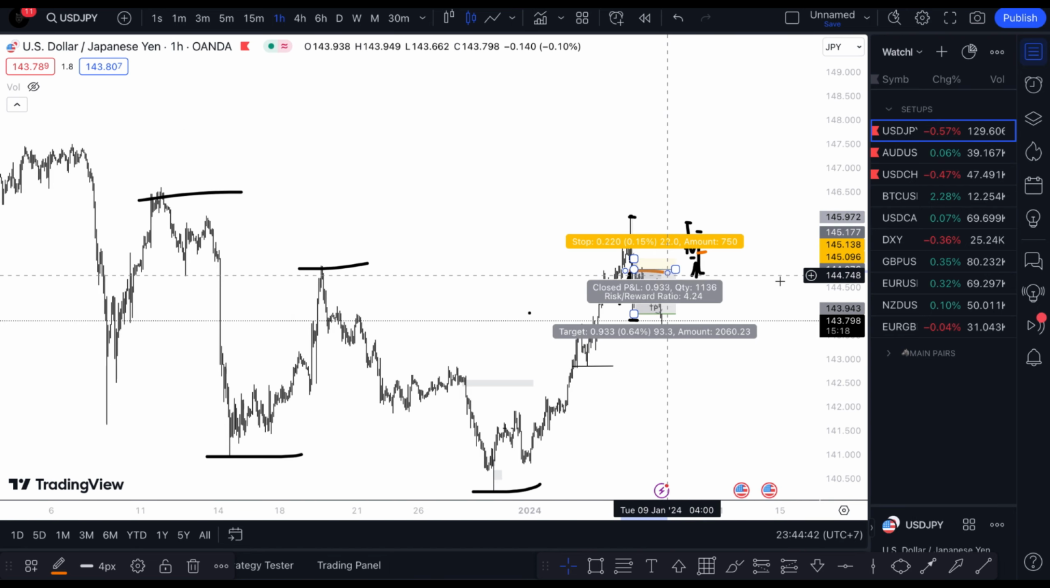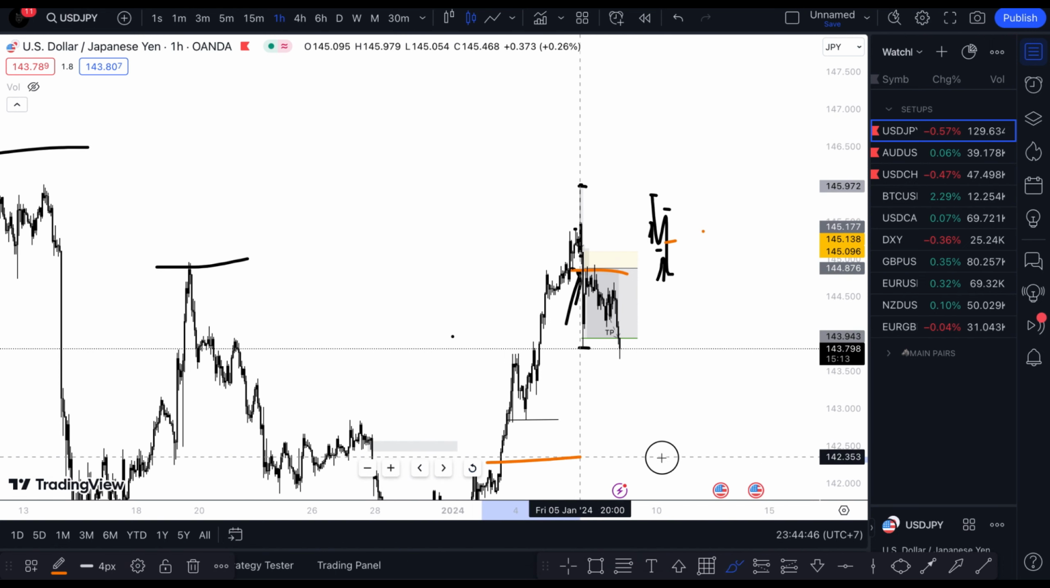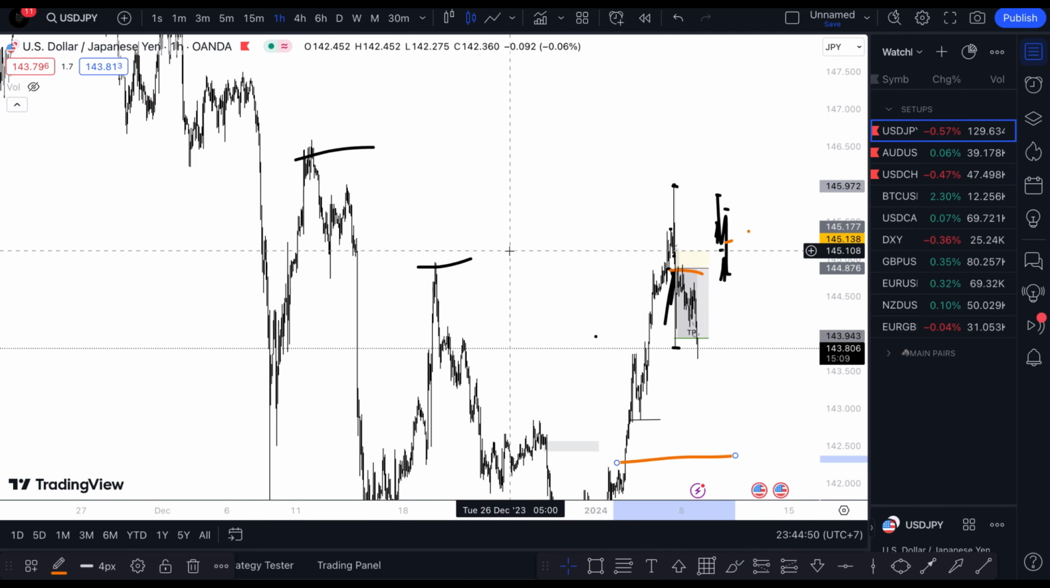And even if I was wrong, it will probably come down here and tap into all this imbalance down here before even going up, because there's liquidity down here, okay?